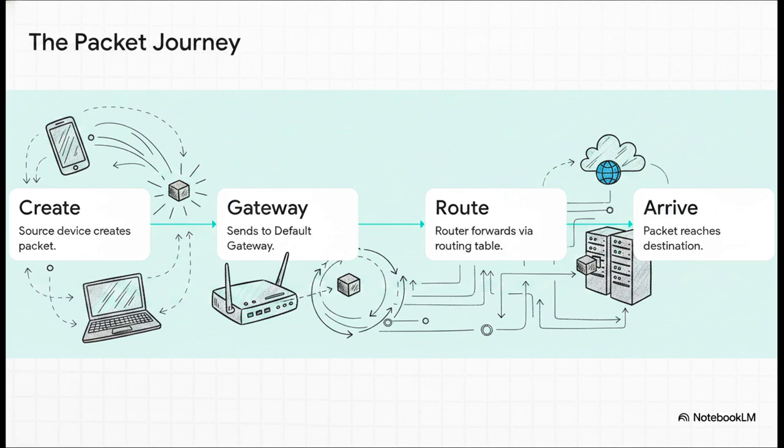First, it creates the packet. Second, if the destination isn't on your local network, your device sends it straight to the default gateway, which is usually just your home router. Third, the router checks its internal routing table to figure out the best path forward. And finally, the packet hops from router to router until it reaches its final destination.